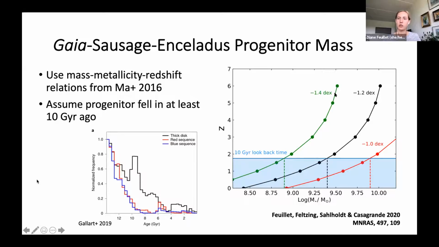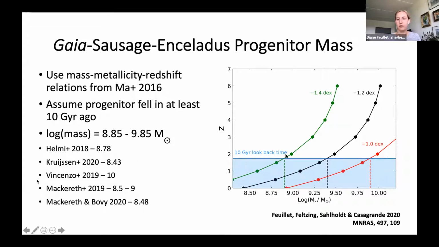Here we have the relation for a dwarf galaxy that has a metallicity of -1.4, -1.2, and -1 dex. And so you can see there's quite a range of masses depending on the metallicity that you get, and therefore a range of masses depending on your uncertainty in your metallicity. But we concluded that the mass of the progenitor falls somewhere in here, with a log mass of somewhere between 8.85 and 9.85 solar masses. And this is roughly consistent with other works that either also use a mass-metallicity argument or some other argument based on the globular clusters or the number of stars found in the population.